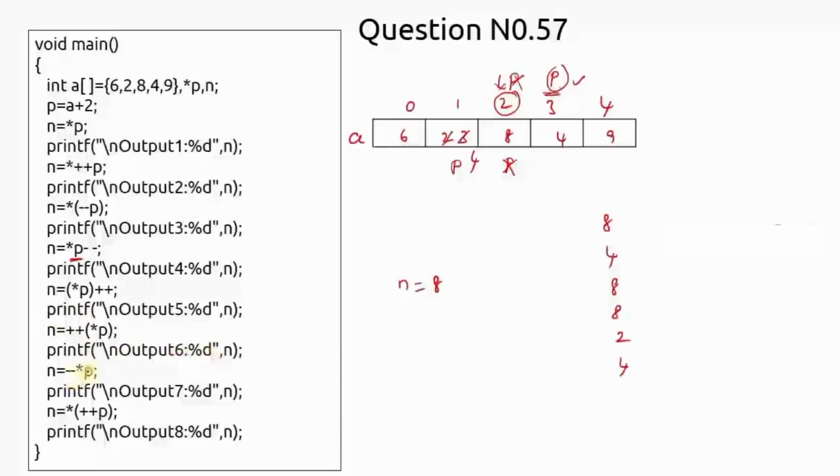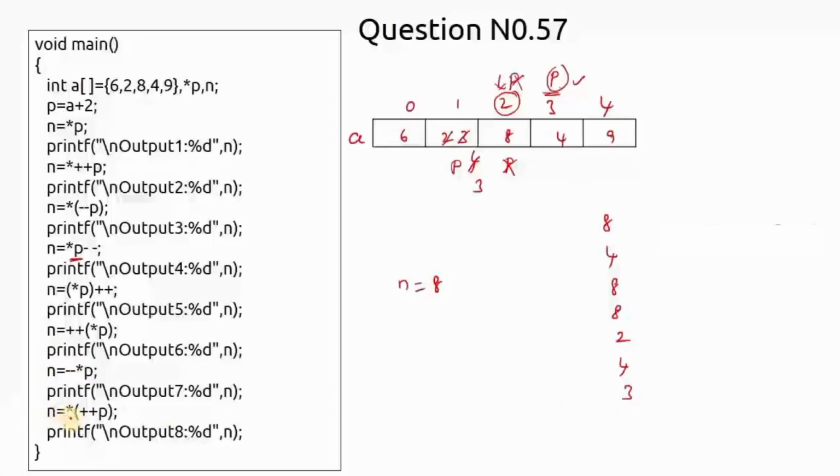Now coming to here, minus pointer p. So what is pointer p now? Pointer p value is 4 right now. So that 4 has to be decremented then assigned. Why? Because it is a pre-decrement. So pointer p value is 4. Now you need to decrement, that is 3. That 3 has to be assigned to n. So now n value will become 3. So that 3 will be printed here.